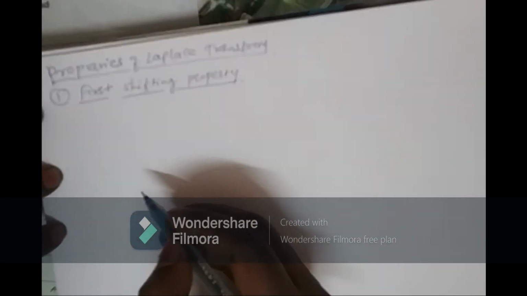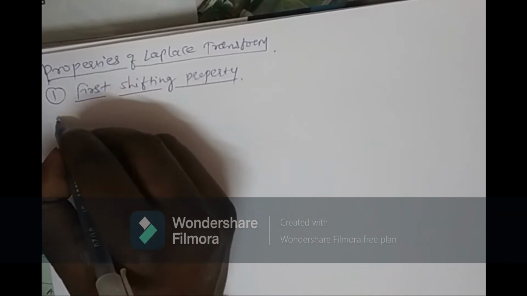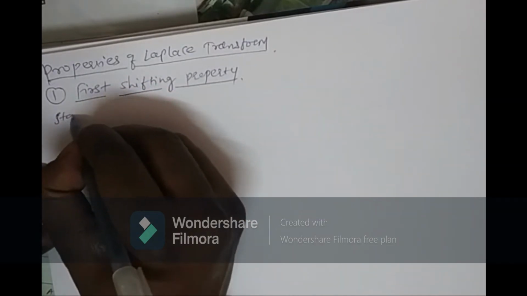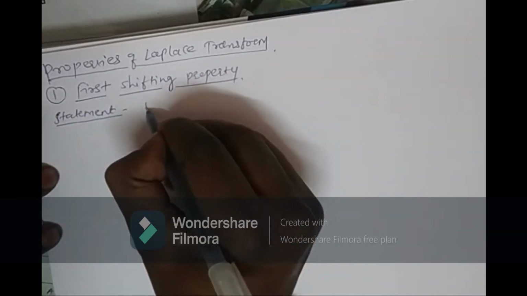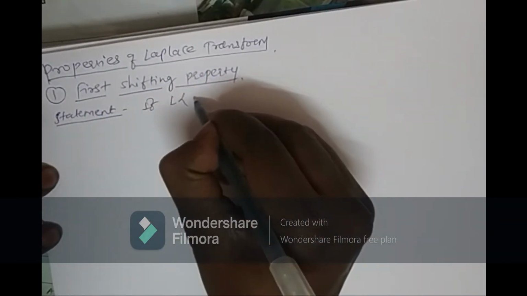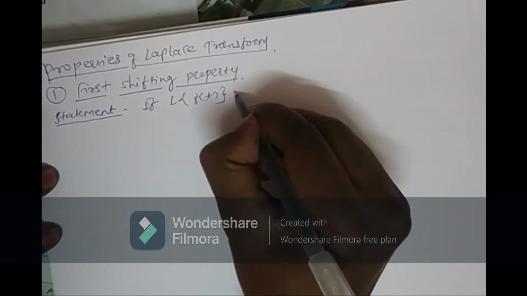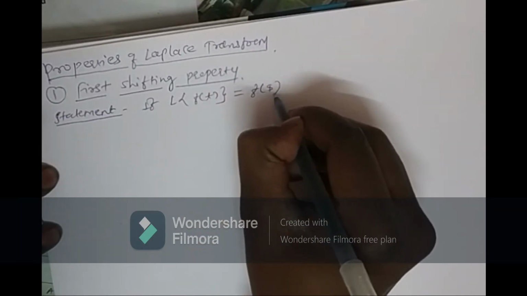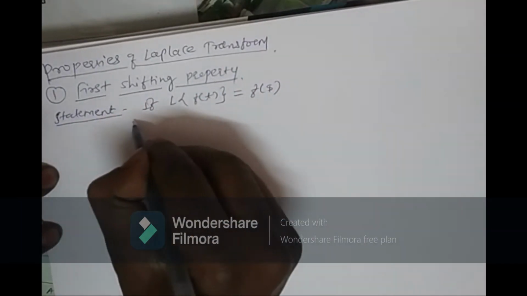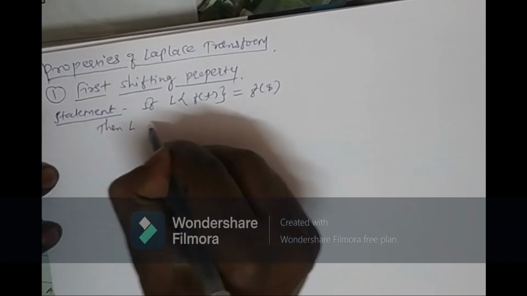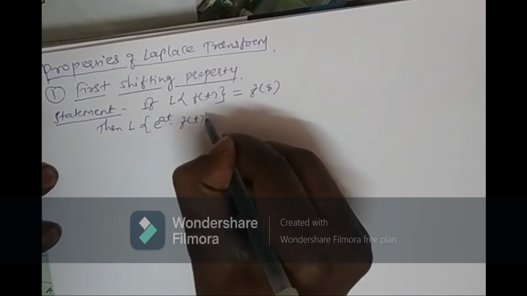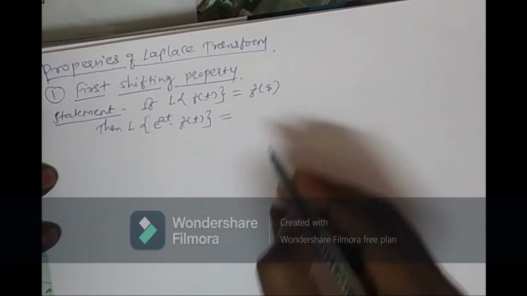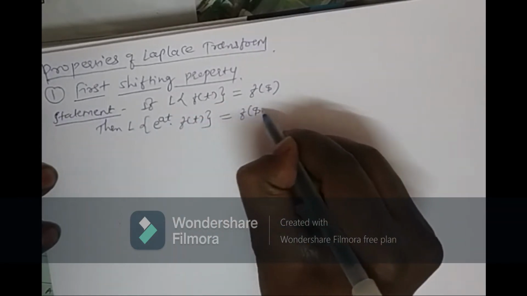So what is this first shifting property? Let us see the definition or the statement. If Laplace transform of f of t is equal to F of s, then Laplace transform of e raised to at into f of t is equal to F of s minus a.